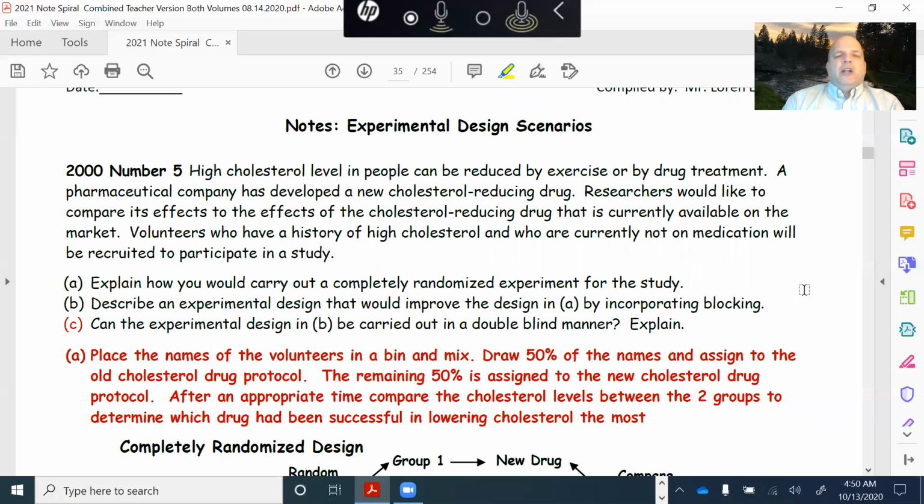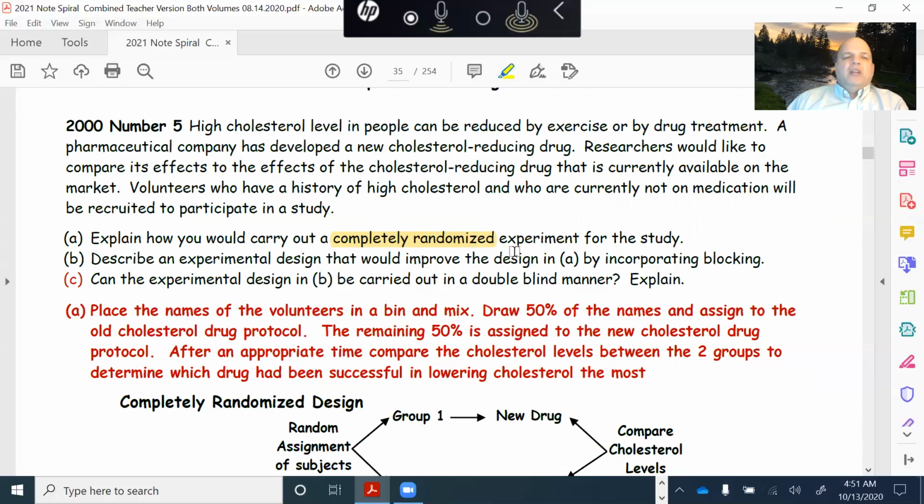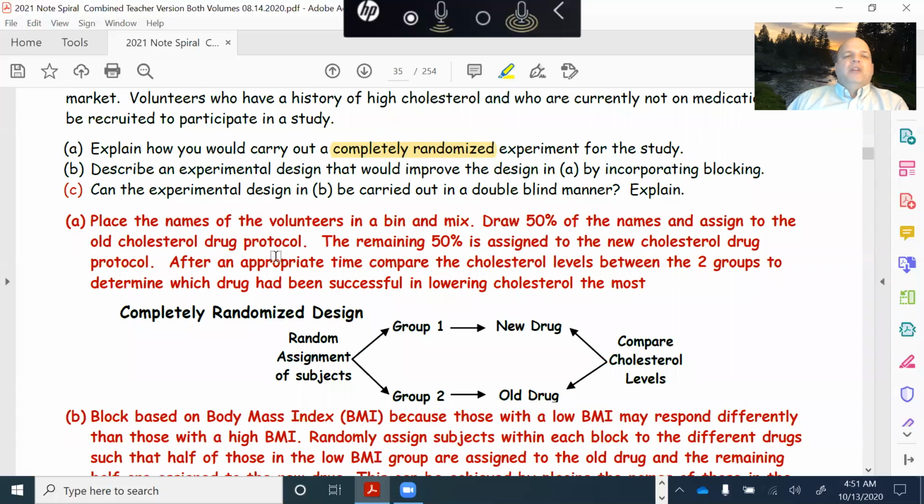Explain how you would carry out a completely randomized experiment for the study. Now they said completely randomized. So that means I'm going to put everybody in a hat and mix. And that's what I said here. Place the names of the volunteers in a hat and mix, draw 50% of the names and assign to the old cholesterol drug. The remaining 50% is assigned to the new cholesterol drug. I use 50% instead of a specific number because they didn't tell me how many people were in the study. So half gets this and half gets that.